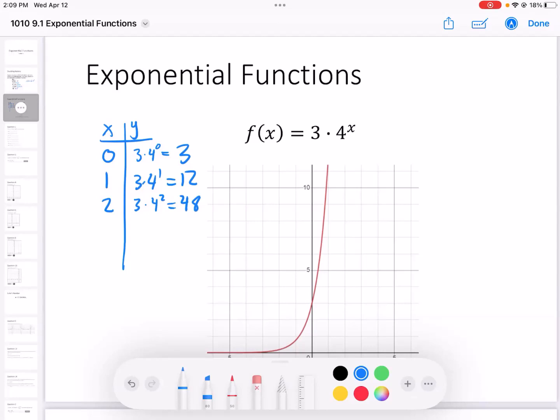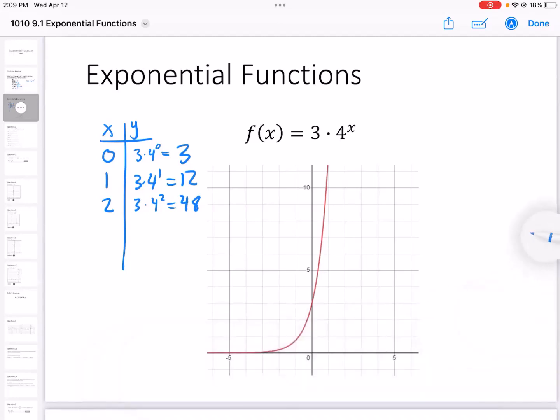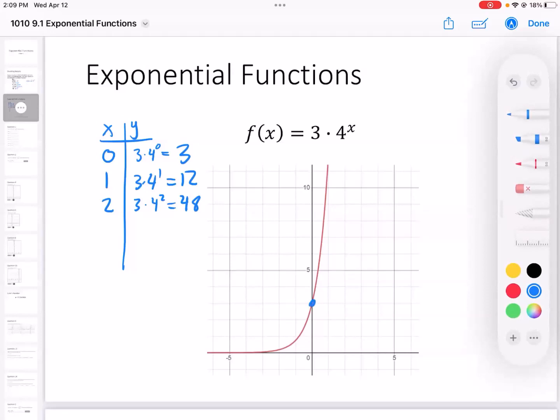Because what we've found so far is that when X is 0, Y equals 3. When X is 1, Y equals 12, which is up here. And if X equals 2, then it's going to be way up there at 48. So exponential functions grow pretty quickly, even if this number is relatively small.